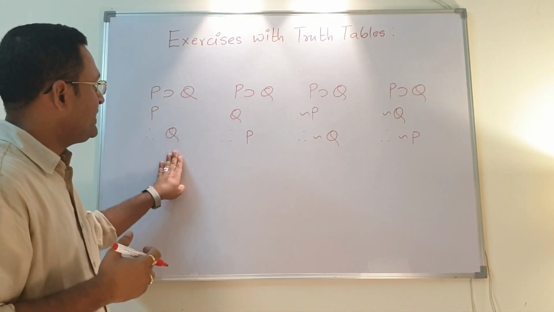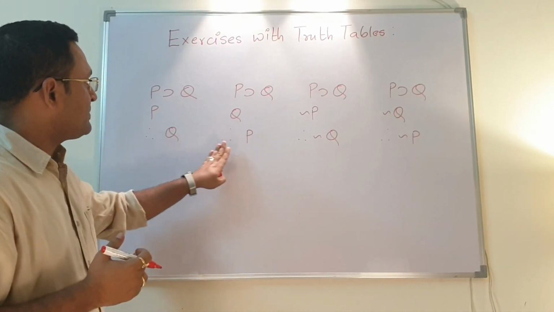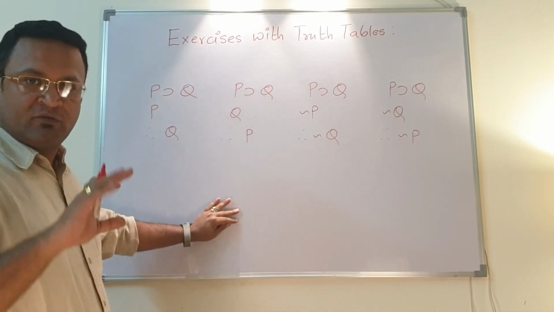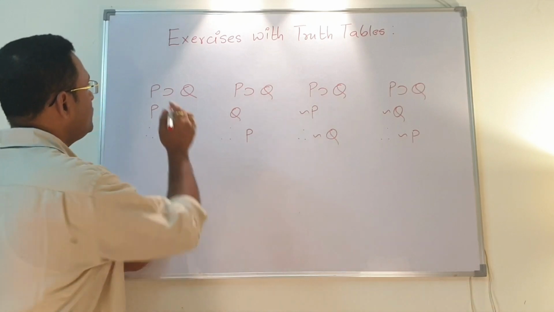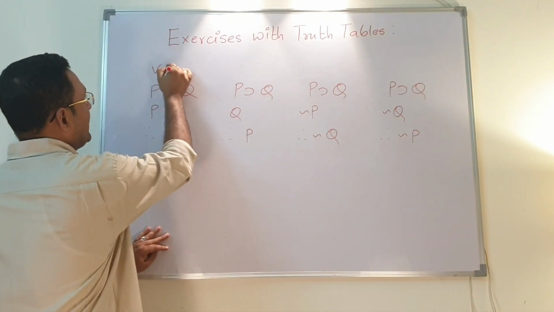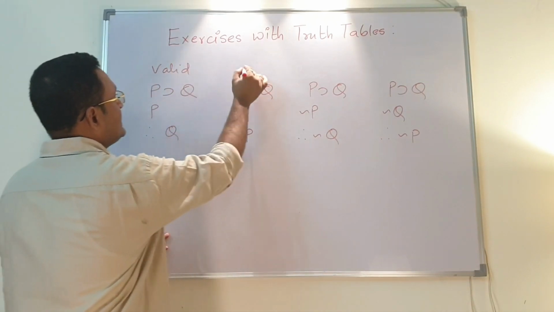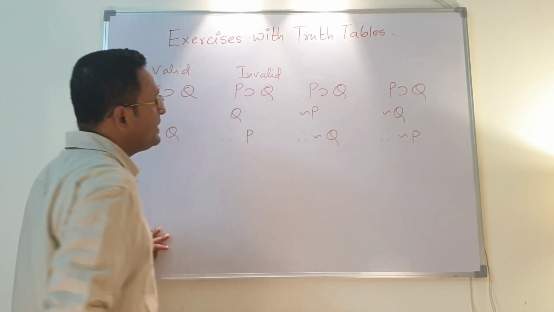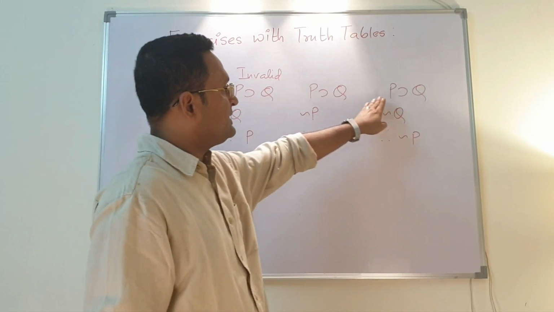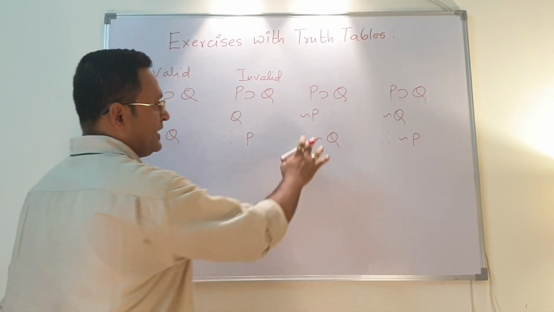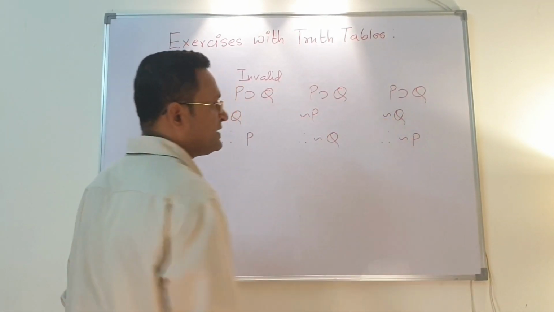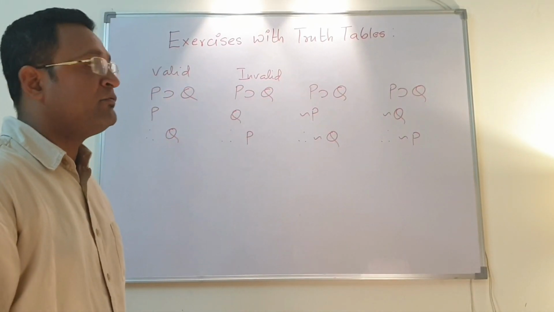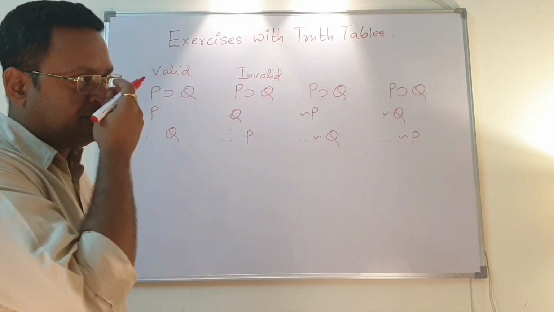Now, we have already seen these 2 examples: P implies Q, P therefore Q, and P implies Q, Q therefore P. We have already discussed them. We know that this is a valid argument and this is an invalid argument. Similarly, this and this also look quite the same. Here there is negation P and here there is negation Q. Now you will draw and see which of them is valid or invalid.